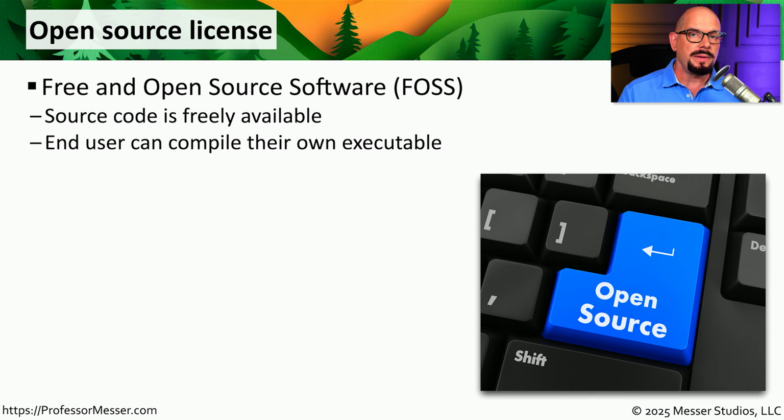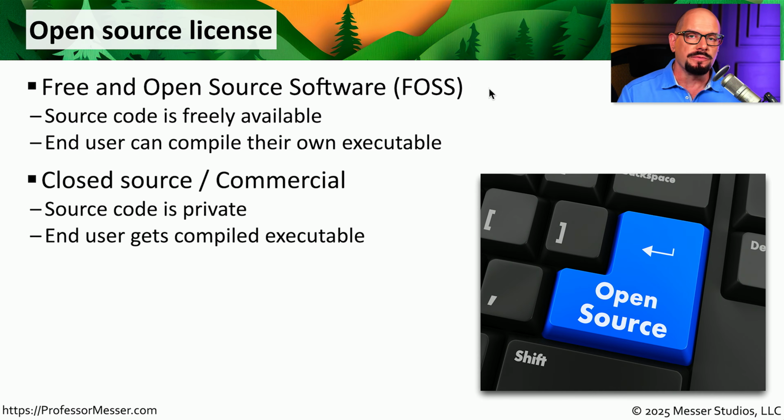The software might be available online, and you might have direct access to the source code. Very often, this is software that is licensed as free and open source software, or FOSS. This free and open source software comes with the source code. You can modify the source code and compile the source code yourself to run on your own computers.